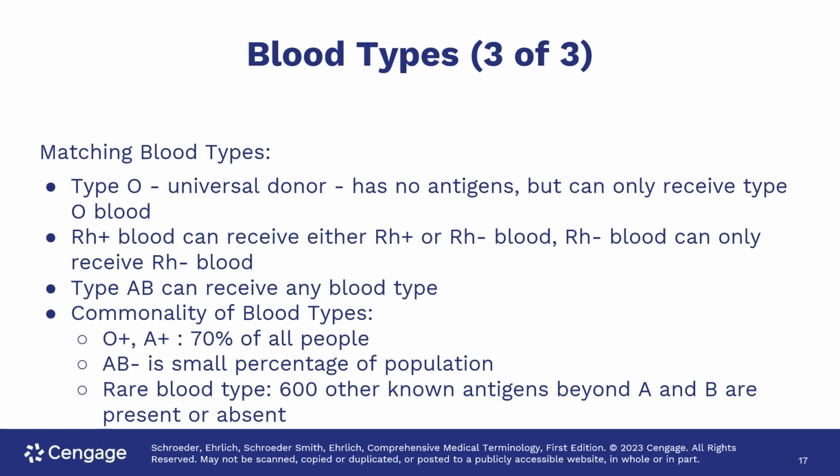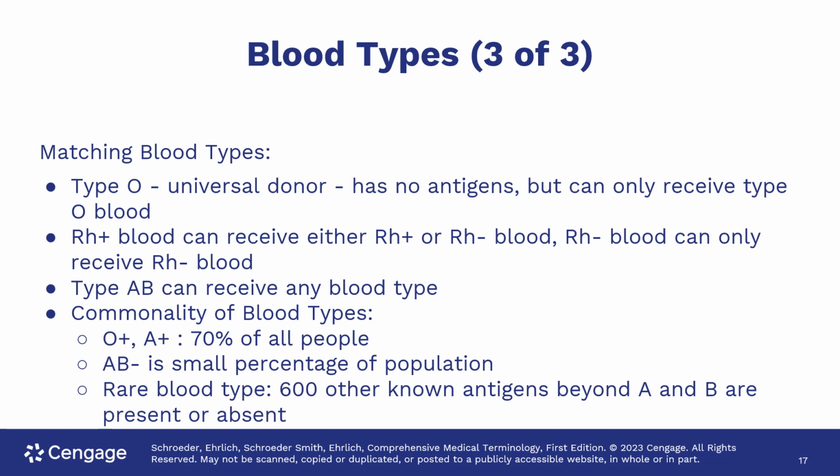What blood types match? Well, O is friendly. It has no antigens, so type O can go with anyone. It's the universal donor. It's a blank slate, so it's compatible and can donate to any blood type. But O can only accept O blood.